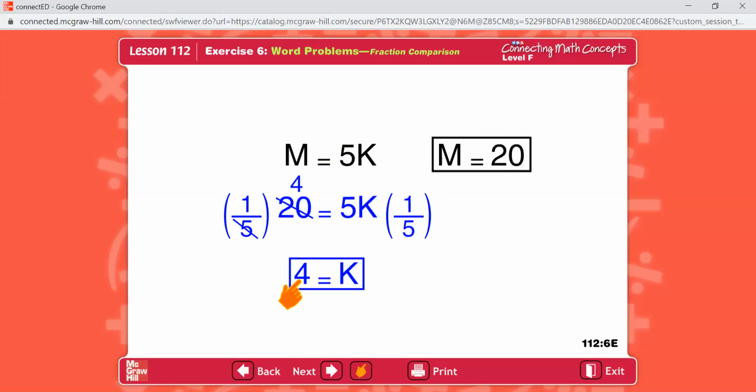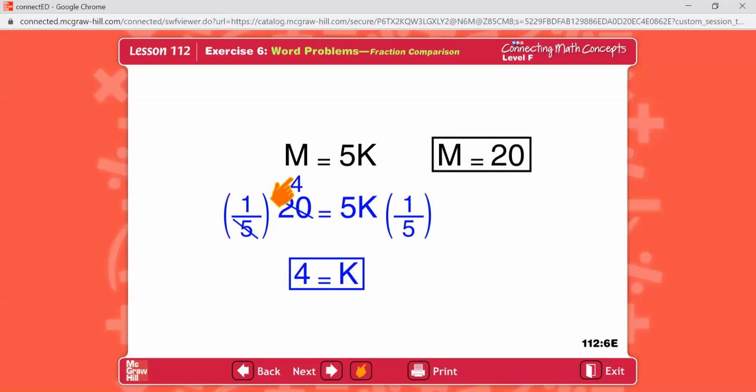Here's what you should have. You need to get k all by itself. So 5 would be 5 over 1. You need to multiply it by its reciprocal of 1/5 on this side and this side. So over here you have 1/5 times 20, or 1/5 times 20 over 1. 20 and 5 can both be divided by 5.